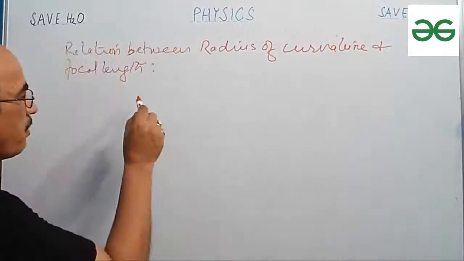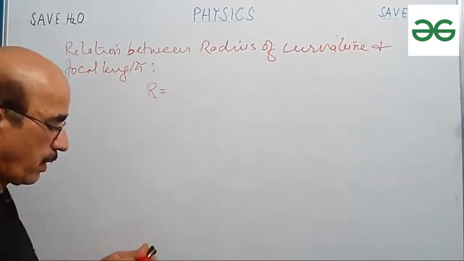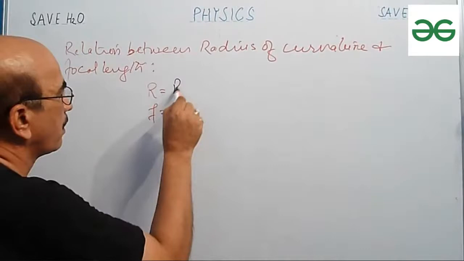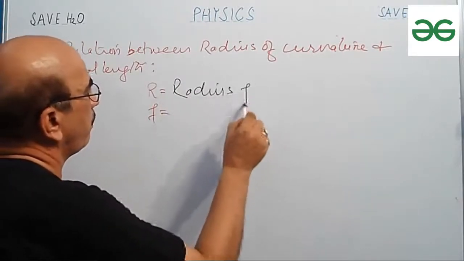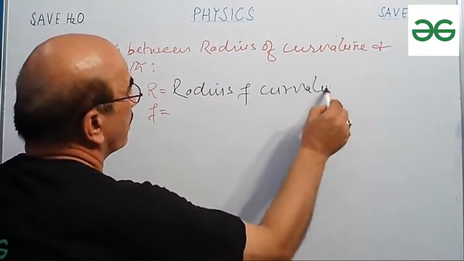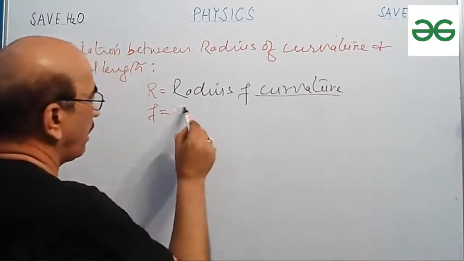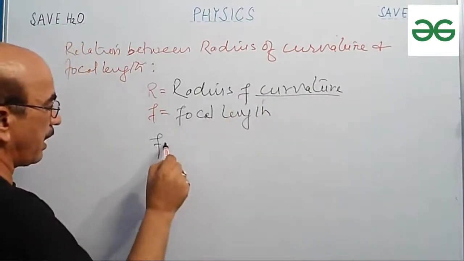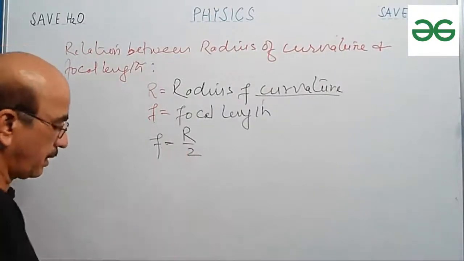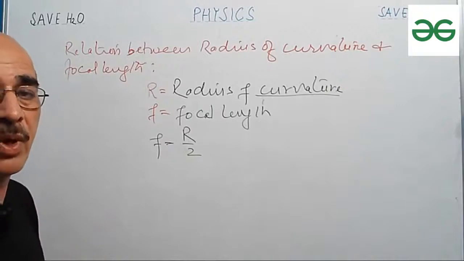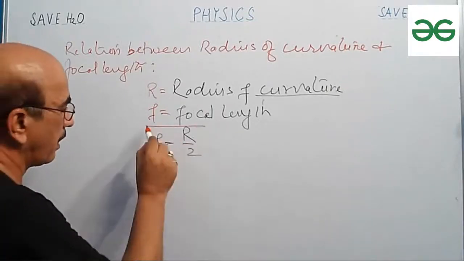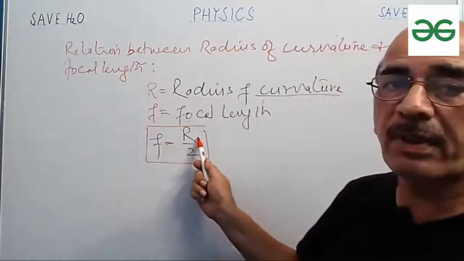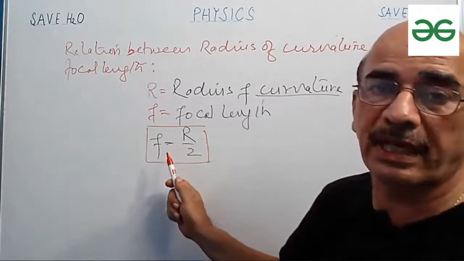So the relationship is this: R is the radius of curvature, and f is the focal length. The relation is f is equal to R upon 2. This is an important relation. f is equal to R upon 2. If the radius of curvature is 6 centimeter, the focal length will be 3 centimeter.